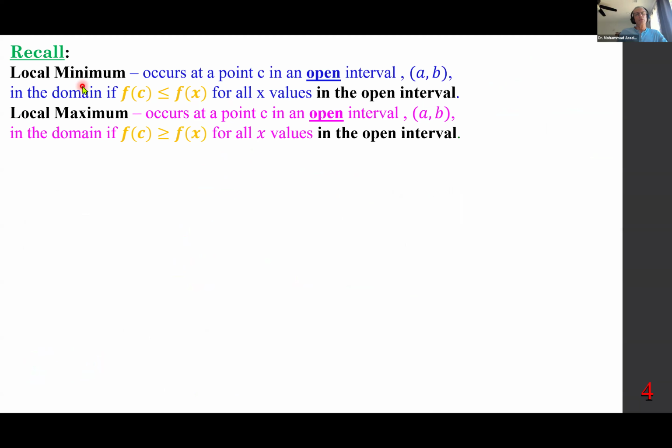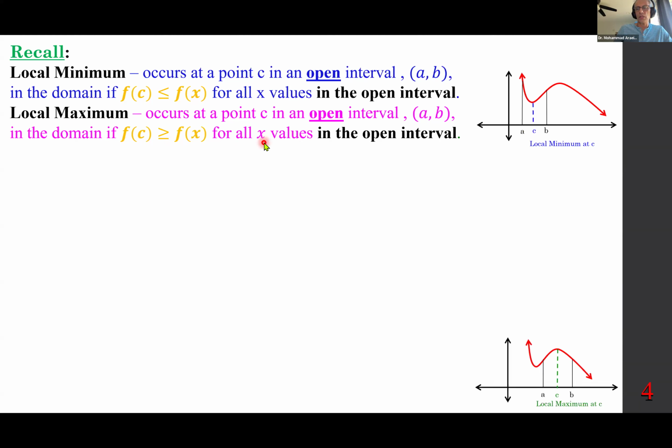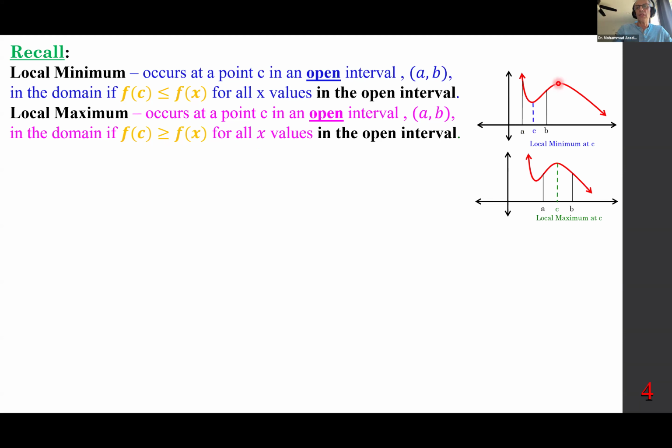Reminding you of the following. Local minimum occurs at the point c in an open interval a to b in the domain if f of c is less than or equal to f of x for all x values in the open interval. Local maximum occurs at the point c in an open interval a to b in the domain if f of c is larger than or equal to f of x for all x values in the open interval. In other words, we have the peaks, local max, valleys, local min, in some open interval.